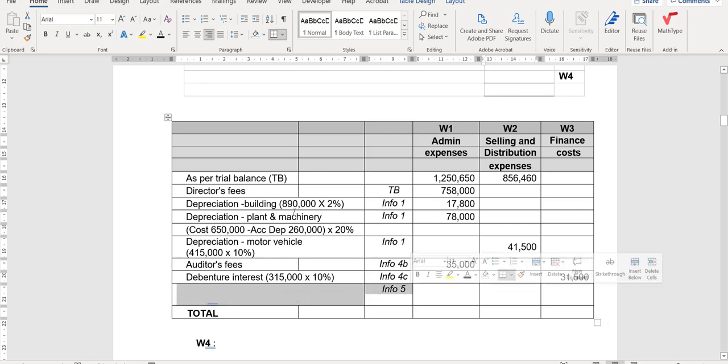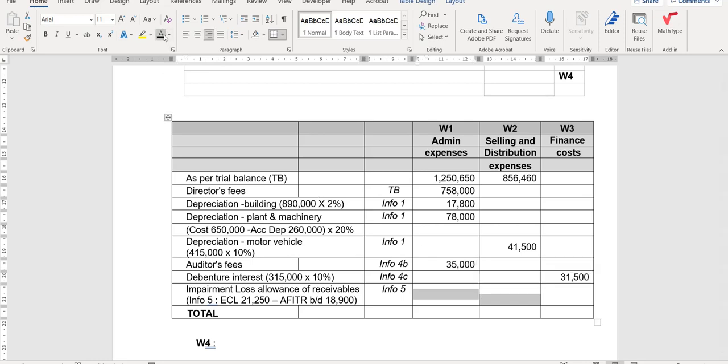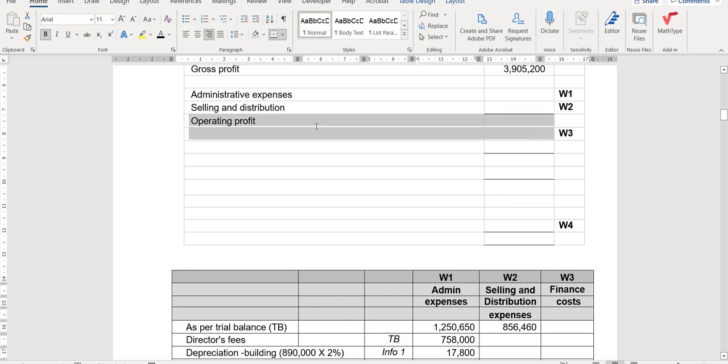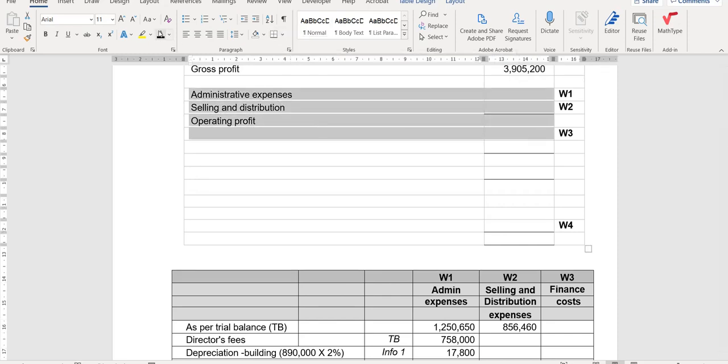And then we have our information on the impairment loss allowance of receivable. Remember information 5, where I just compared the two figures, and that was the amount that should be shown in the part relating to admin expenses. With that, you have the total for your expenses. That should be 214,800, 897,960, and 31,500. And I label the working so that it is easy for you to cross refer. So working 1, working 2, working 3, and this is going to be your figure.